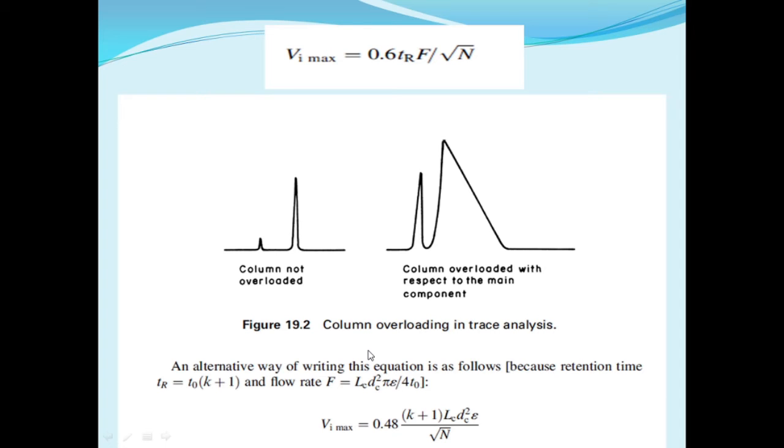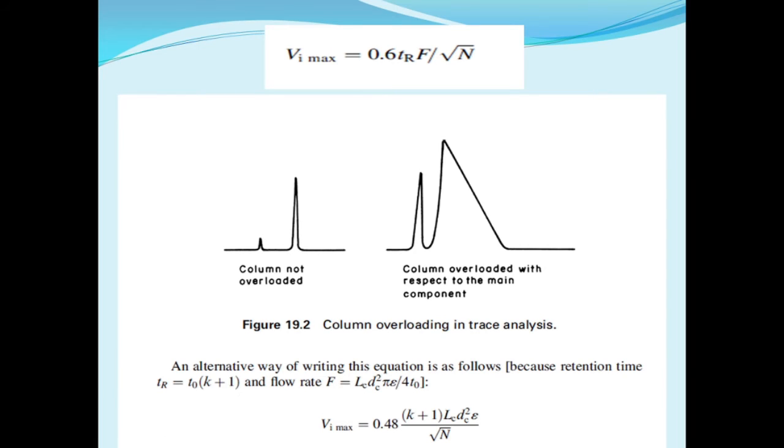An alternative way of writing this equation is as follows, because retention time Tr is equal to T0 into (k plus 1), and flow rate F is equal to Lc into dc square pi epsilon upon 4 T0, where Vi max, in alternative form, the maximum allowed injection volume, is equal to 0.48 into (k plus 1) Lc into dc square epsilon upon root of N.